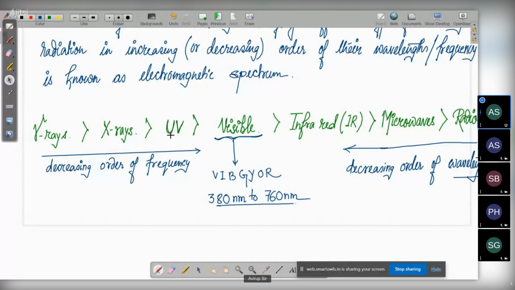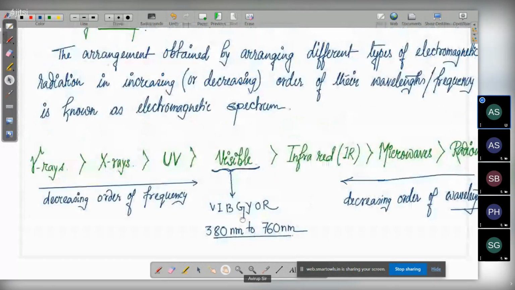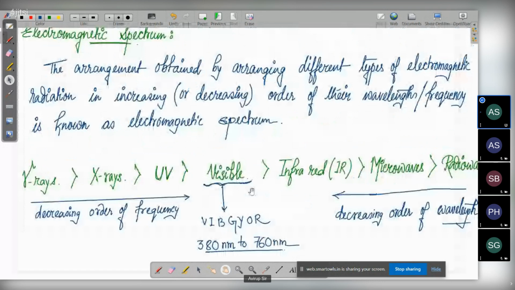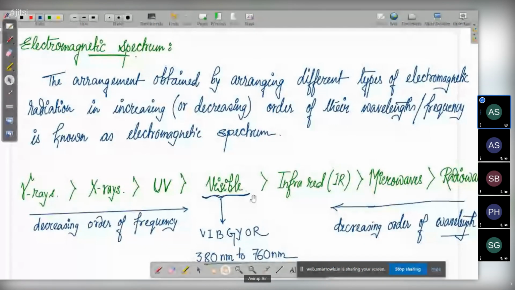So please remember this order of the waves. It will be helpful for both physics as well as chemistry, because you have this spectrum in physics also. In fact, in physics, you have all these things in much more detail. Here you just need to know a basic idea of this spectrum, but the details must be done. So this is the electromagnetic spectrum.